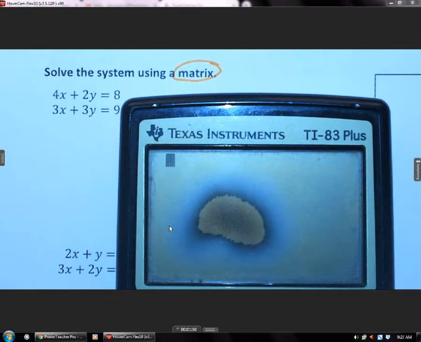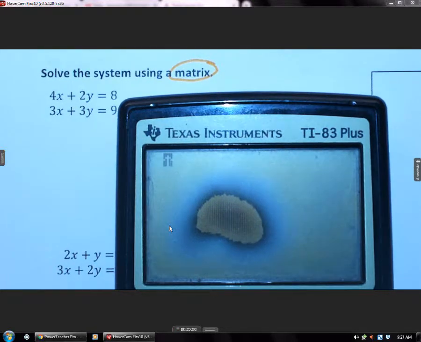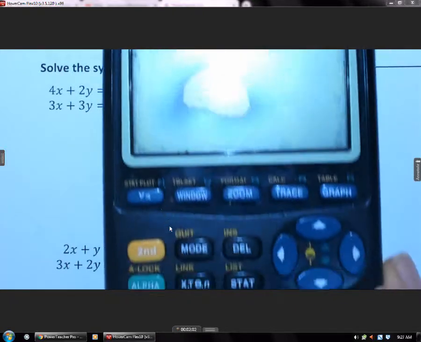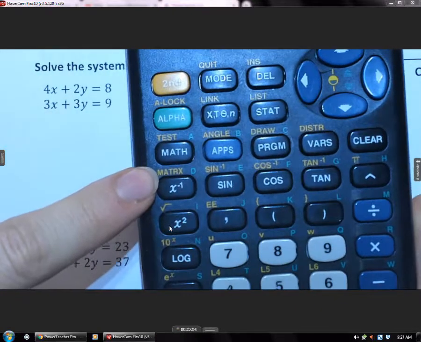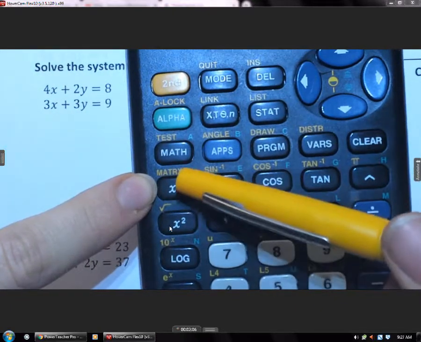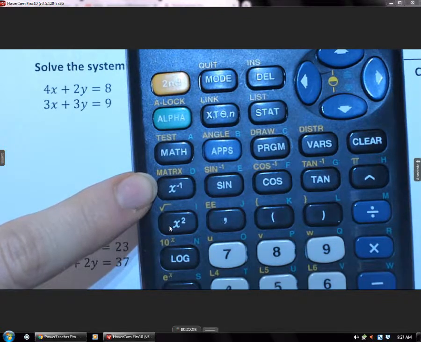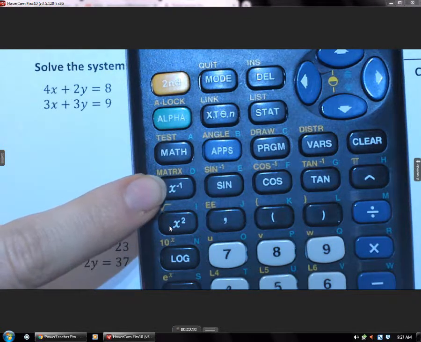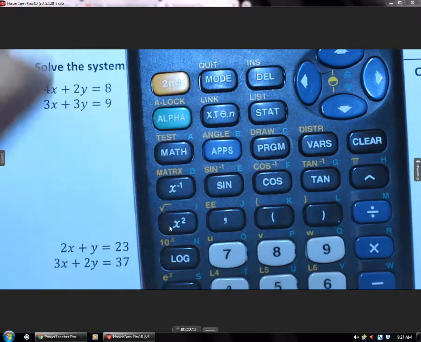Alright, so here's how you do this. There are a lot of steps, so hang with me on the steps. I'm going to show you first, then we'll write it down. Okay, so first I want you to press second. And then this button right here, matrix, do you see where it says MATRX in yellow? Okay, push that just one time.